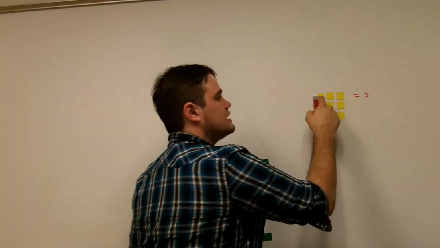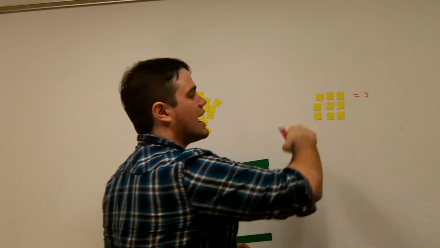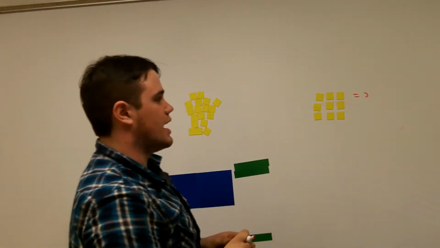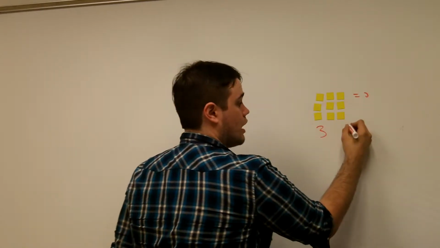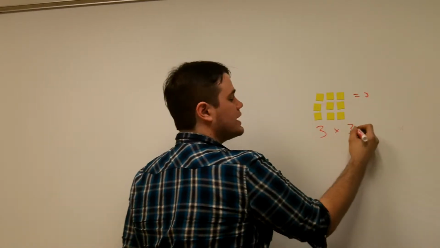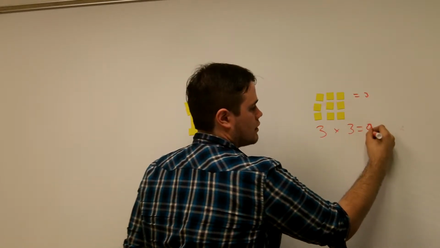So that means that I count these up. 1, 2, 3, 4, 5, 6, 7, 8, 9. That means I have 9 units there. So 3 groups of 3. And through multiplication, I can see that that is 9.